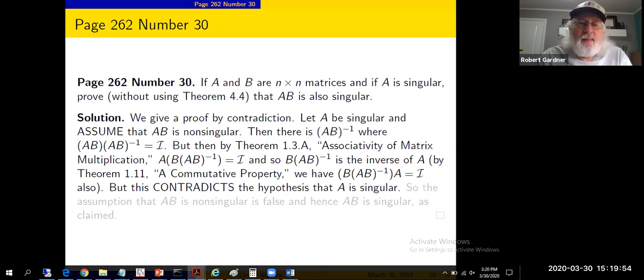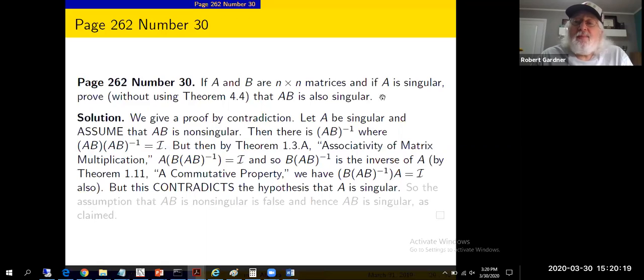When you're dealing with square matrices, left inverses and right inverses are the same. For the record, that was theorem 1.11. It's sufficient with square matrices to establish a one-sided inverse. That's what theorem 1.11 really implied. But we can use associativity to draw this conclusion here. Hey, that means B times AB inverse is an inverse of matrix A.